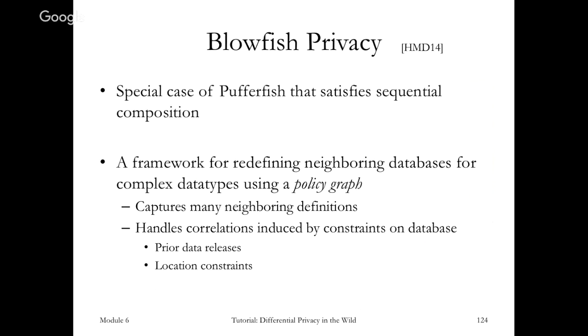First, it is a special case of Pufferfish privacy, and it satisfies sequential composition. Also, you can use a policy graph to specify neighboring databases that capture many other privacy notions you see in edge privacy for social graphs. Location trajectories can be captured here, and it can also handle correlations caused by constraints, such as private data release or location constraints.